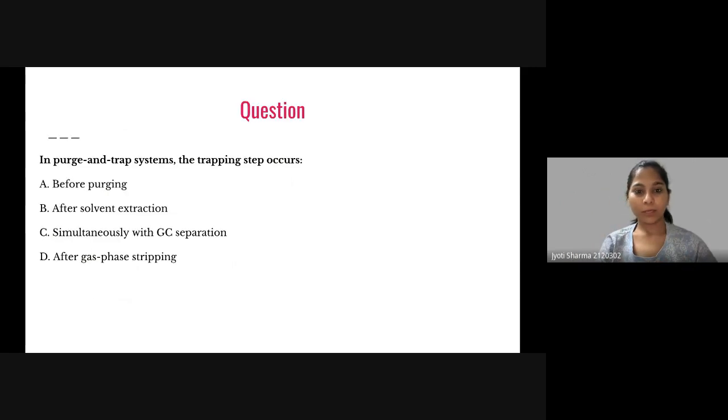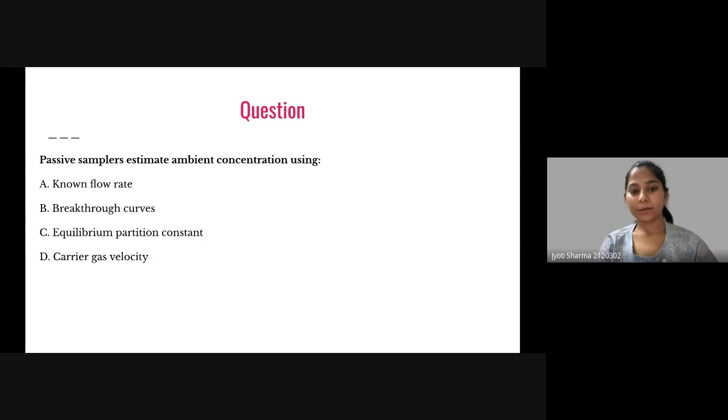So, one more question. In a purge and trap system, the trapping step occurs after gas phase stripping. I try most of the time to cover each and every topic. We still have some topics that we need to cover: the desorption unit, and then breakthrough curves.